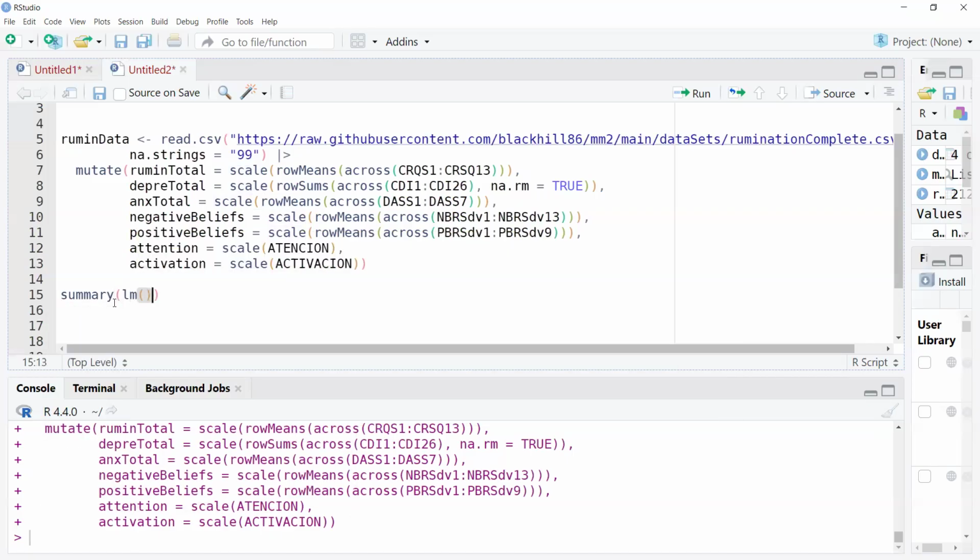get the estimated model. It is depression total explained by rumination. Depression.